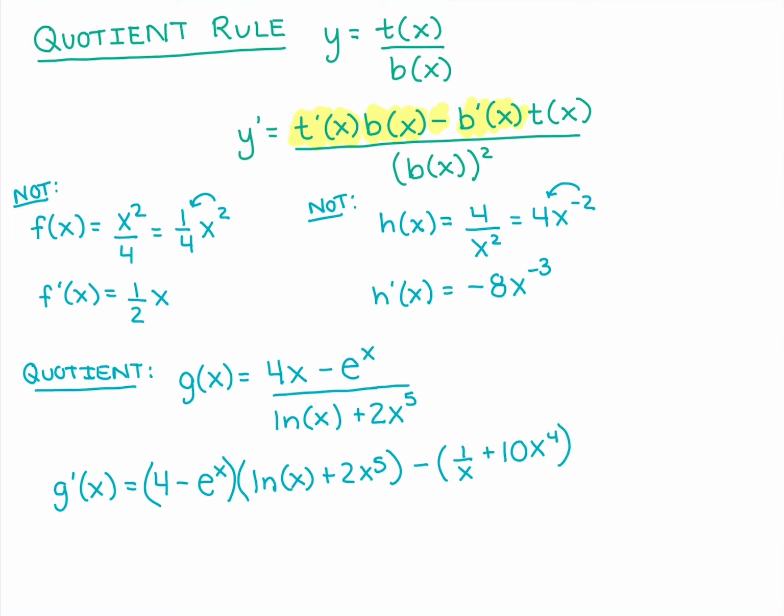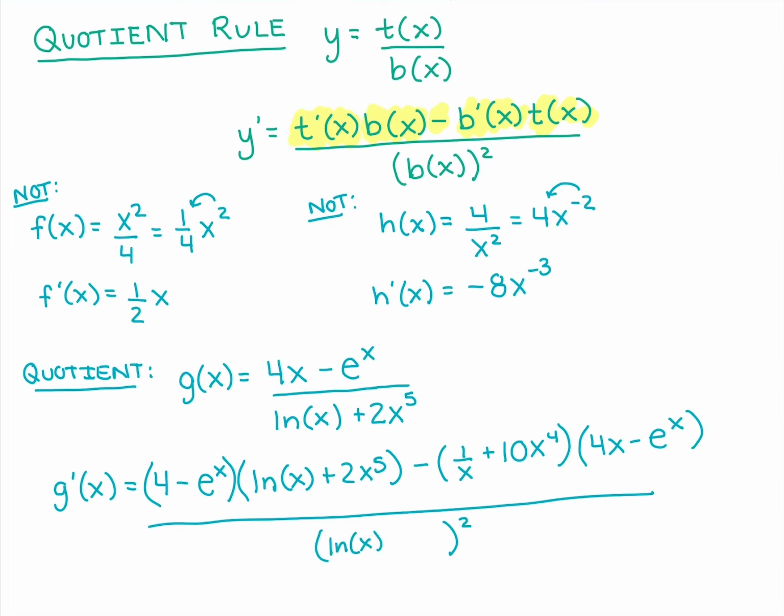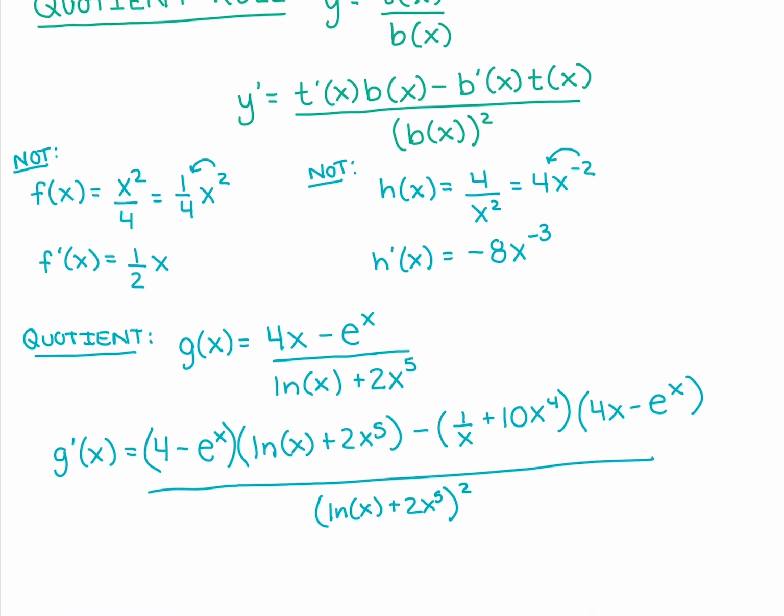Bring down that power, subtract 1 for the new power. Now there's the derivative of the bottom. That gets multiplied with the original top. So original top is 4x minus e to the x. All over, we start with a quotient, we end with a quotient. We do the original bottom, get squared. ln of x plus 2x to the fifth, get squared. Derivative of the top, original bottom, minus derivative of the bottom times the original top, all over that original bottom gets squared.